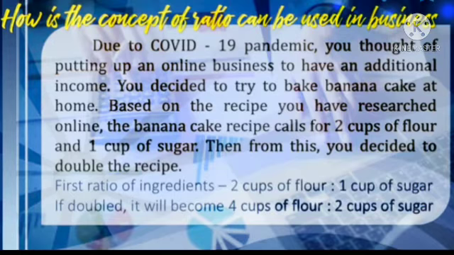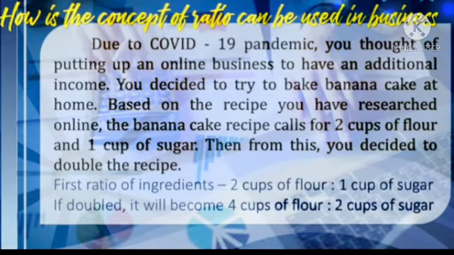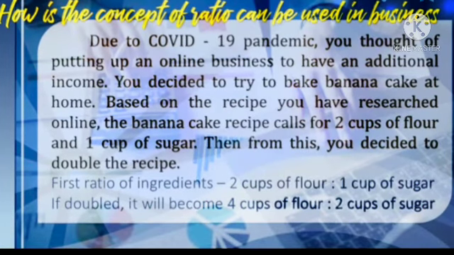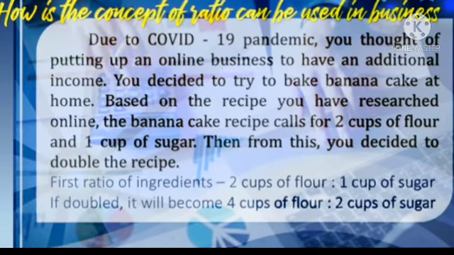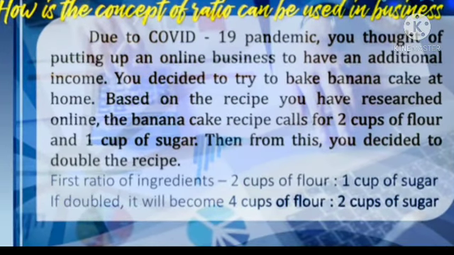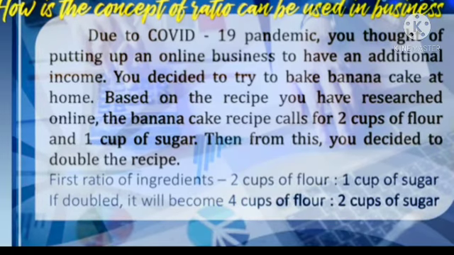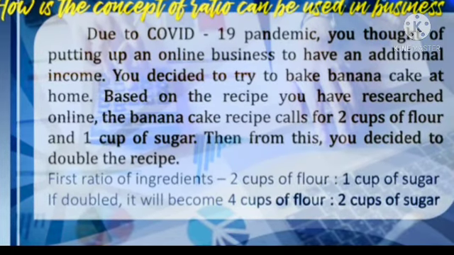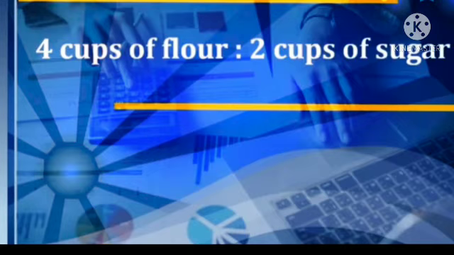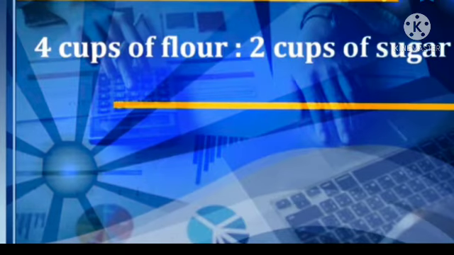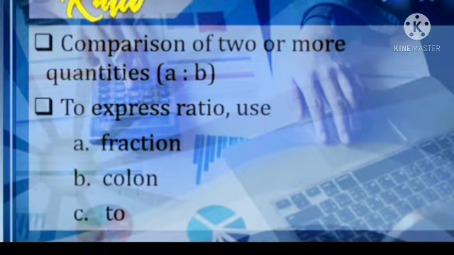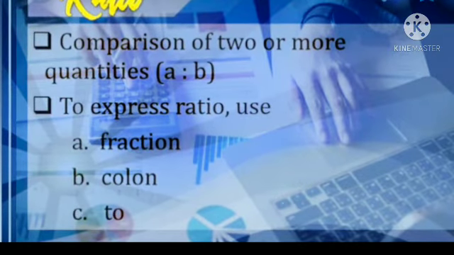So, in our first ratio of ingredients, we have 2 cups of flour is to 1 cup of sugar. If we double, it will become 4 cups of flour is to 2 cups of sugar. So this is now a bright example of a ratio and proportion. So the given 4 cups of flour and 2 cups of sugar is a representation of proportion.